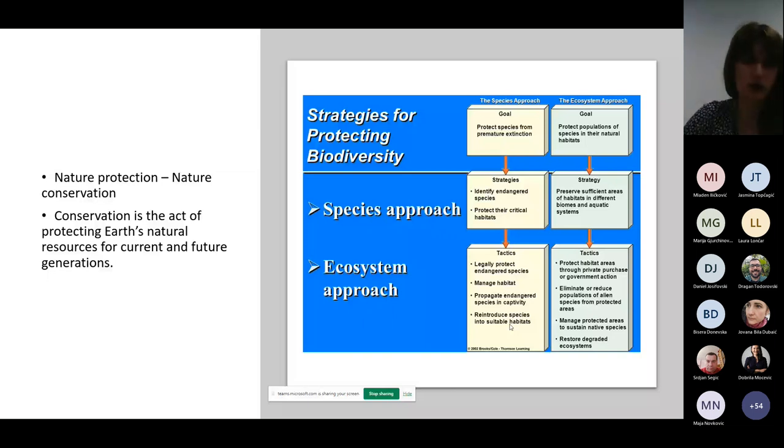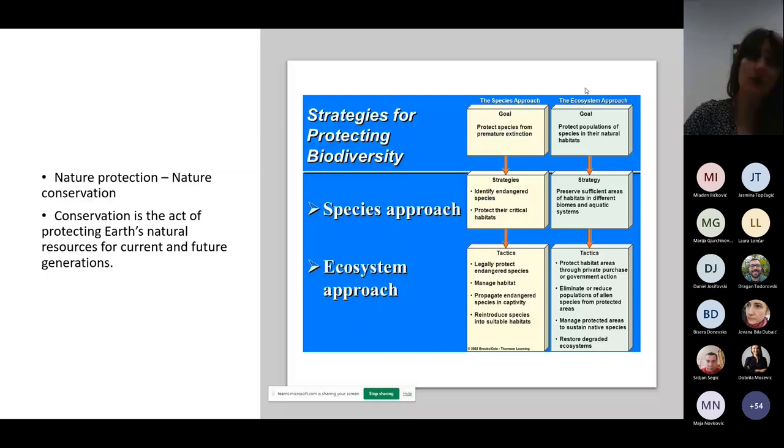You probably heard a lot about biodiversity last week, but let's repeat that there are two approaches to nature conservation: a species approach and an ecosystem approach. The species approach is an older one, where a single species is the target of protection, legal protection. The modern one is the ecosystem approach, which says that we should protect whole habitats and whole biological communities, and then we will protect these rare, endangered, or threatened species as well.